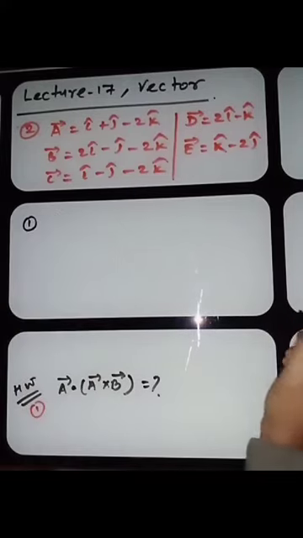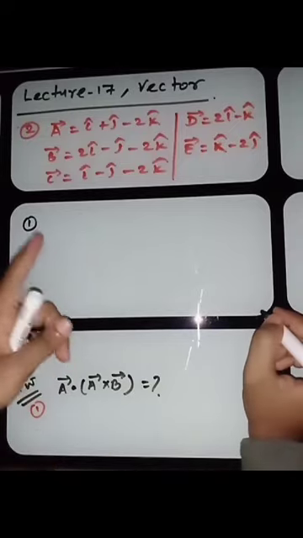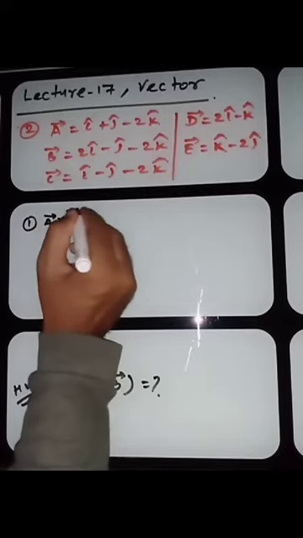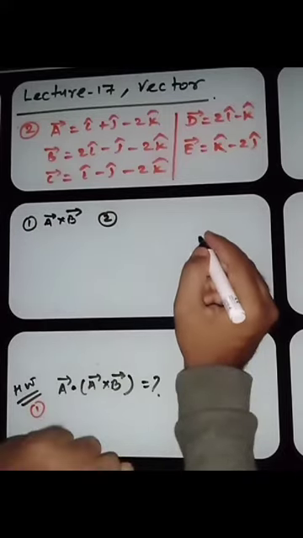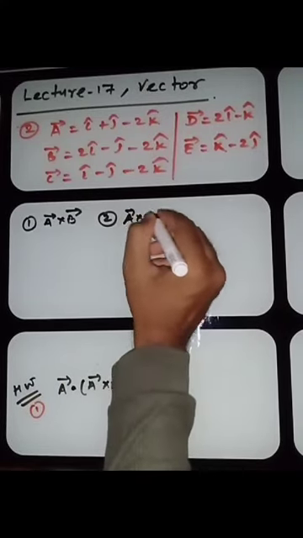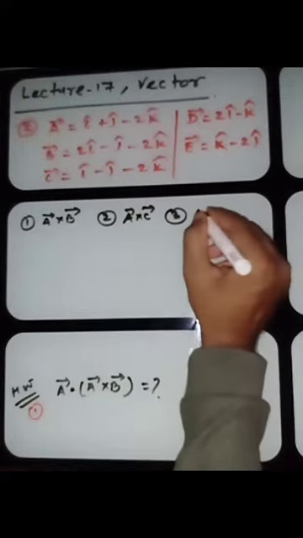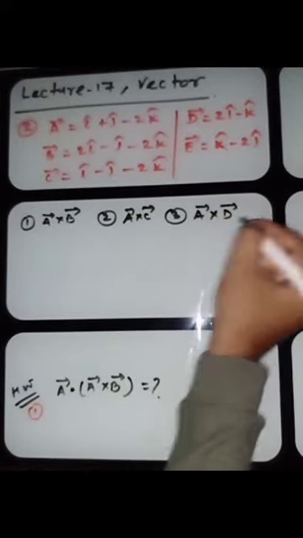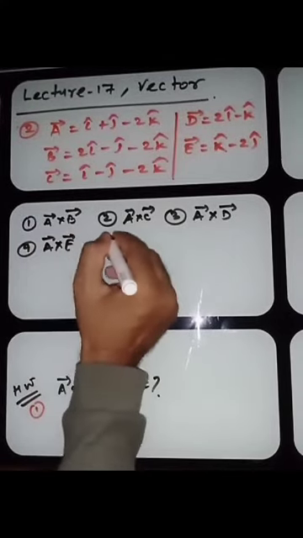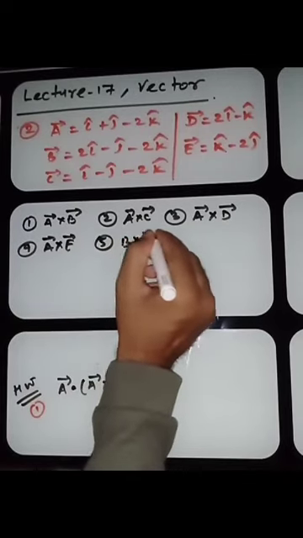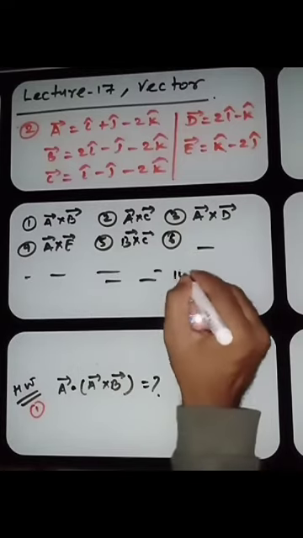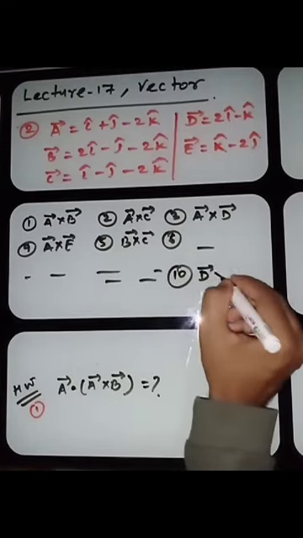You have to make the proper combinations. The first one, A cross B. Second one, A cross C. Third, A cross D. Fourth, A cross E. Fifth, B cross C. Sixth, and in this way you will write the 10. Overall you will have 10 questions. The 10th will be D cross A.